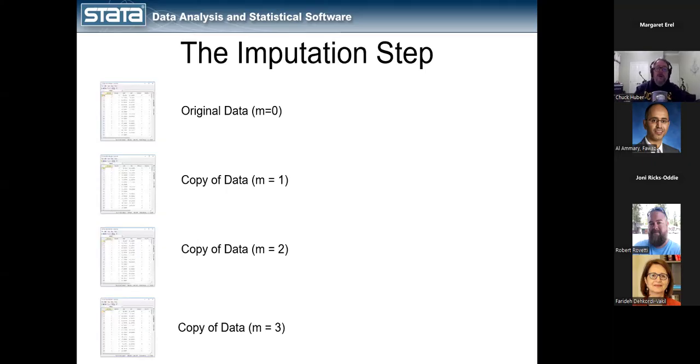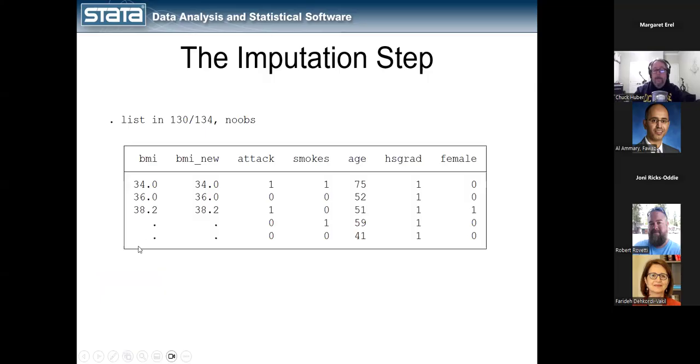To make this a little more concrete, let's say we have this data set, and on the left, I've taken screenshots of the data editor to emphasize the idea that we have the original data set at the top, and then the one below that, m equals 1, is a copy of the entire data set with all the missingness and everything. The third one from the top, little m equals 2, is a second copy of the data set, and little m equals 3 is a third copy. So we're literally going to make multiple copies of the data set in memory.